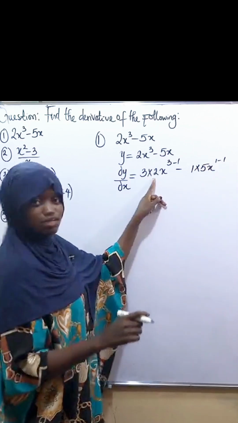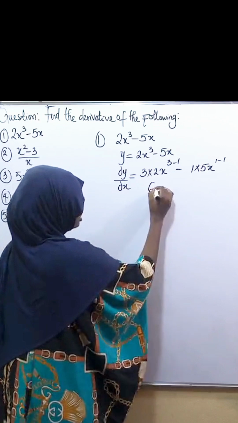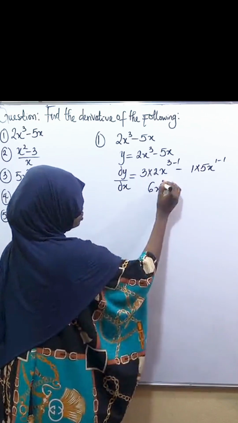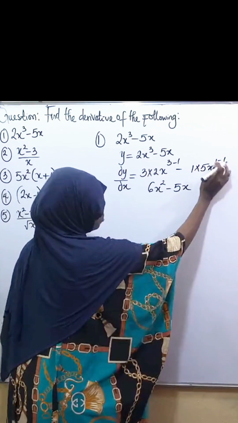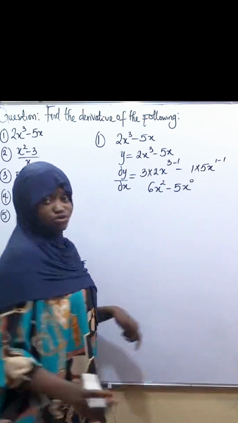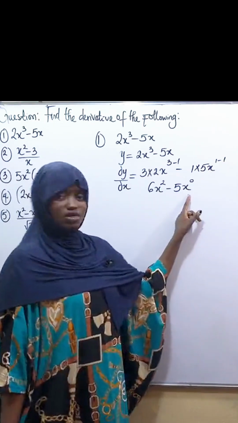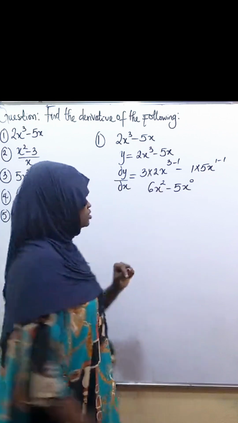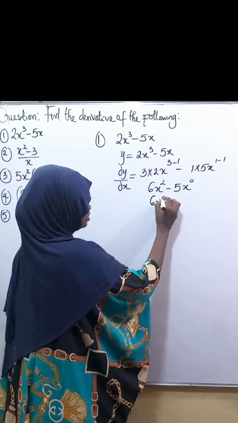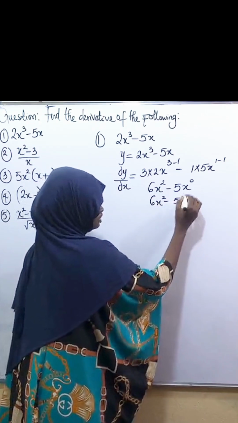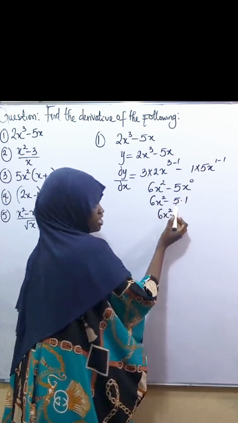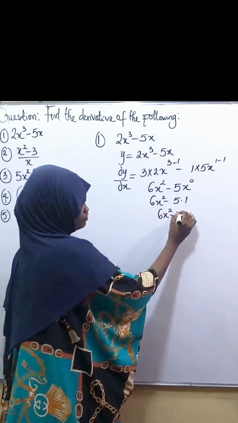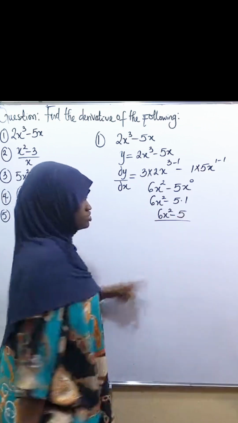This becomes 3 times 2, which is 6. x to the power of 3 minus 1 here is 2, minus 1 times 5 is 5. x to the power of 1 minus 1 here is 0. So in mathematics, any number or any letter to the power of 0 is 1. So this is 6x squared minus 5 times here, which is 1. So we have 6x squared minus 5 times 1 is 5. So our final answer is 6x squared minus 5.